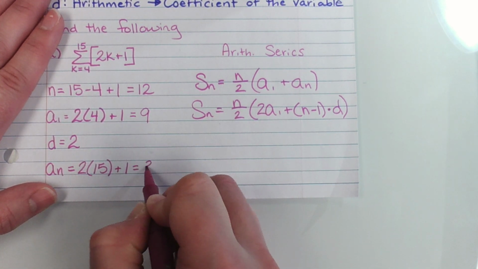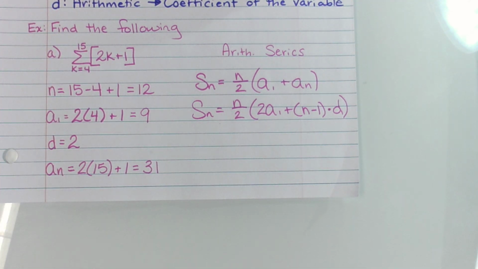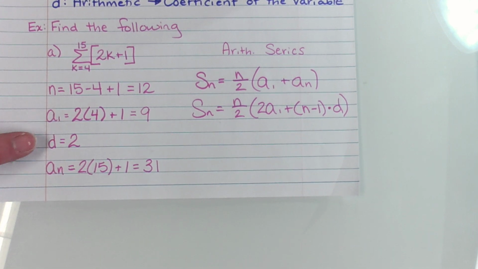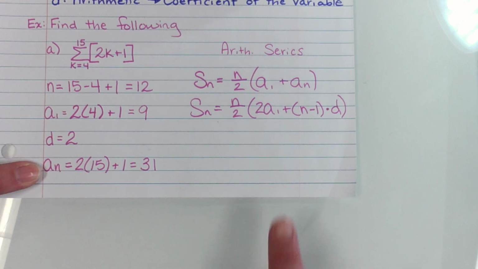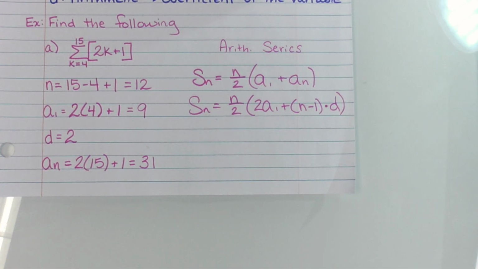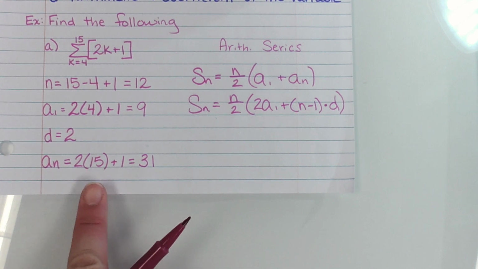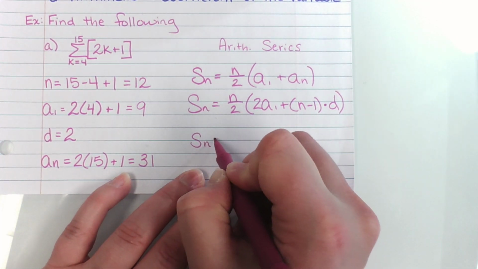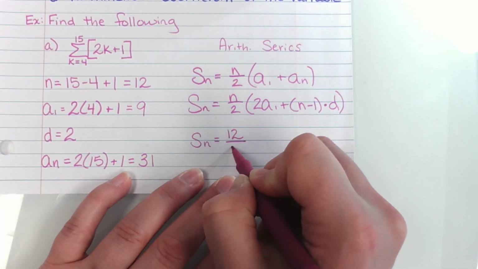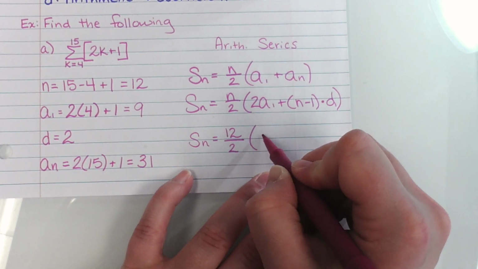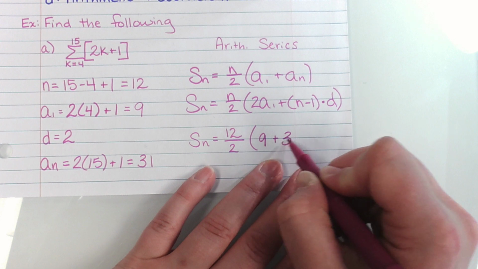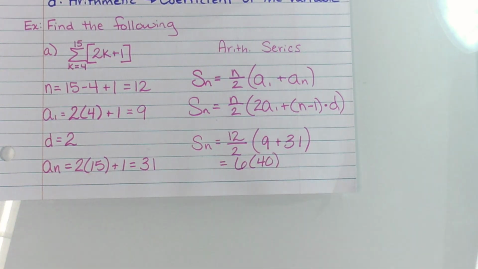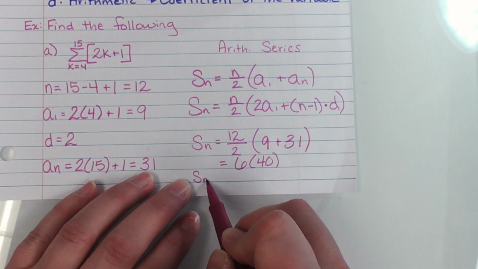Do I have to find both of these? No. But this is easier to find than this. So if you prefer to find that and use this formula, go for it. If you'd prefer to find this and use that formula, go for it. I just prefer the first formula, so I take the extra work of plugging this in. S sub n equals 12 over 2. I'm going to use the top formula, so a sub 1 plus a sub n. 6 times 40. 240.